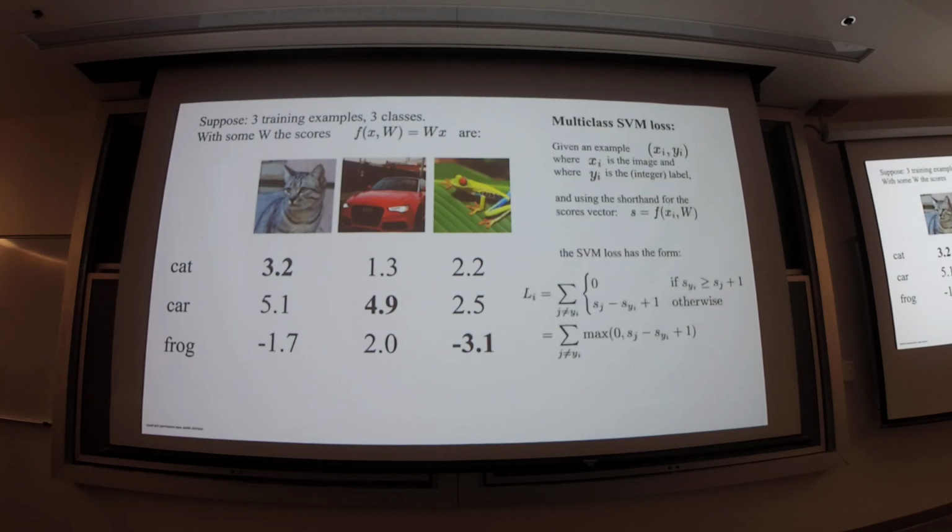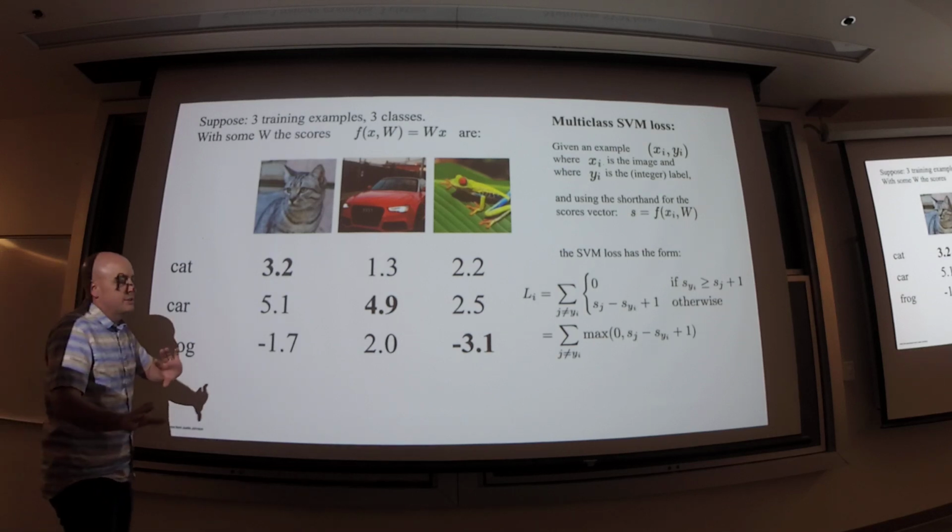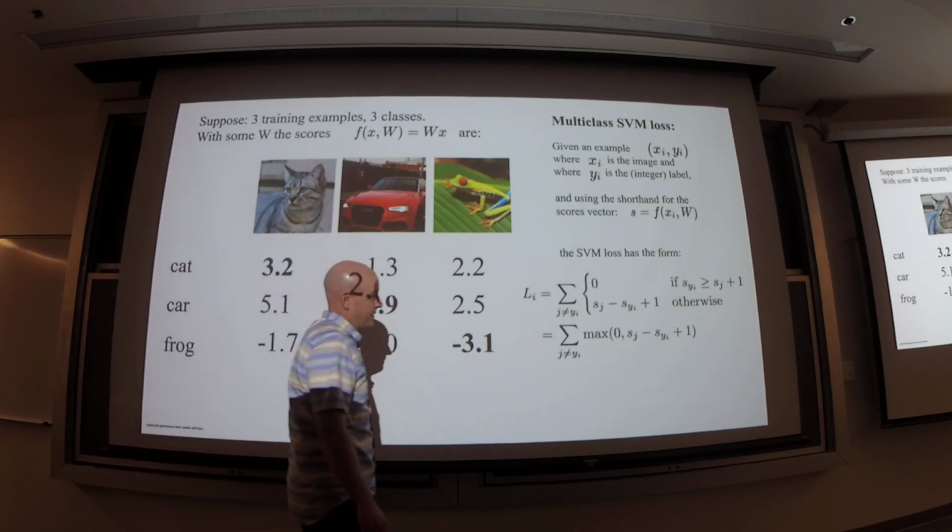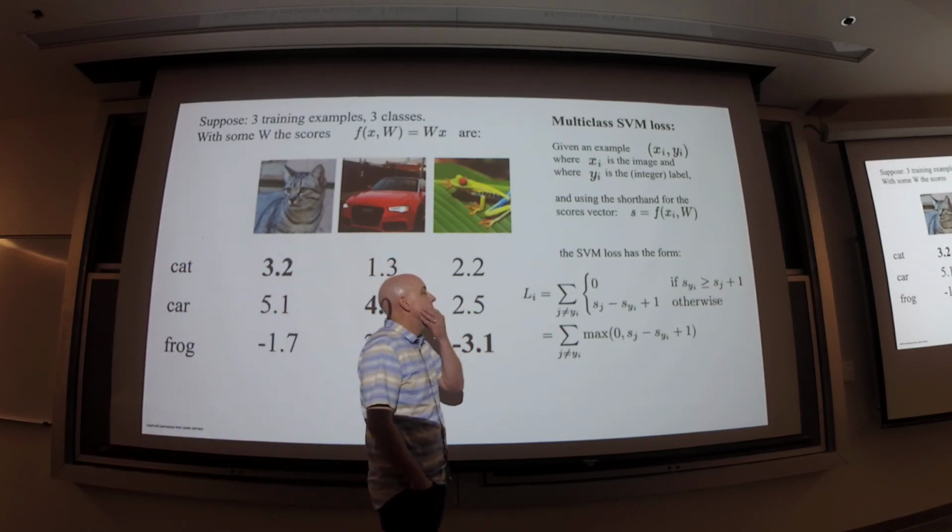So let's consider a particular example of a loss. This is known as an SVM loss, or a support vector machine loss. This is a loss used in a particular kind of machine learning model called a support vector machine. It's also known as a hinge loss. You'll see a picture of this in a second. But the important thing here is that this is just a loss that we could apply per data point.